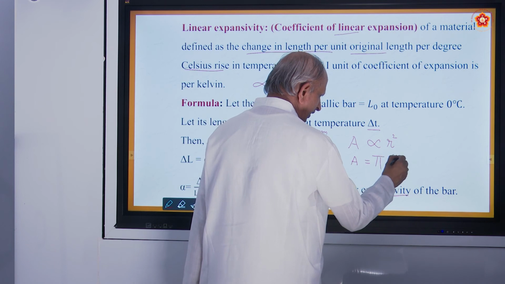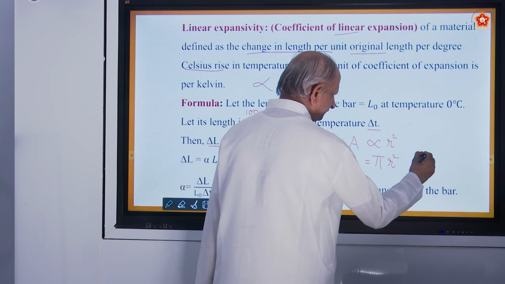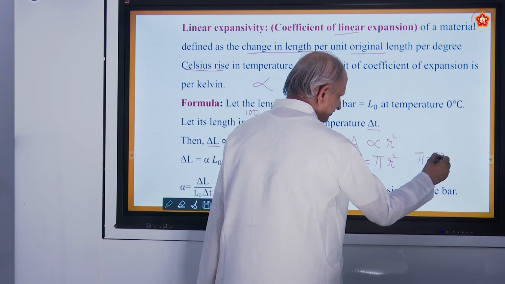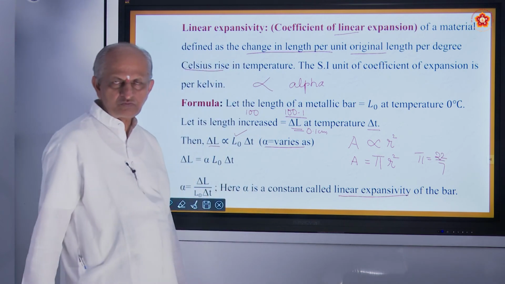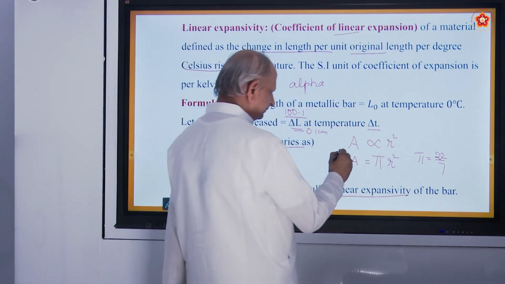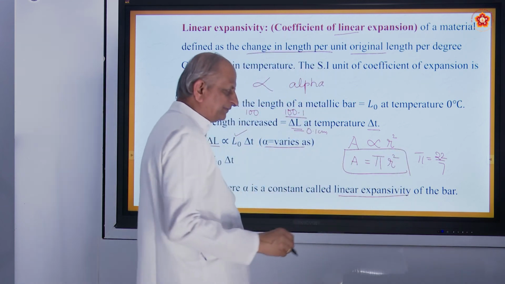Latin word called pi. What is the approximate value of pi? Pi is 22 by 7. What is r? R is the radius. So this is called an equation. That is for calculation purpose.